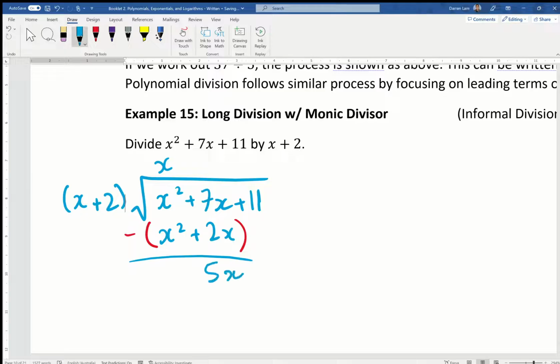Of course, every time you do this, this section should always be a 0. I bring the 11 down. So that becomes plus 11. I think what number multiplies by x to get 5x? Of course, in this case, it's just going to be positive 5. Right? And that gives me 5x. And of course, I multiply the 2 by the 5 as well, so that becomes plus 10. Again, I'm going to apply my negative up the front. That gives me a remainder of 1.